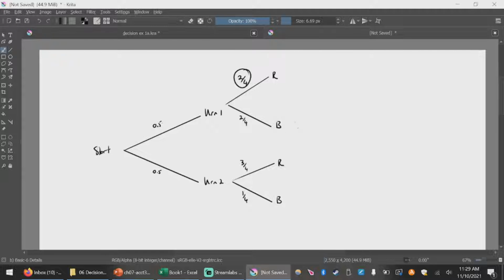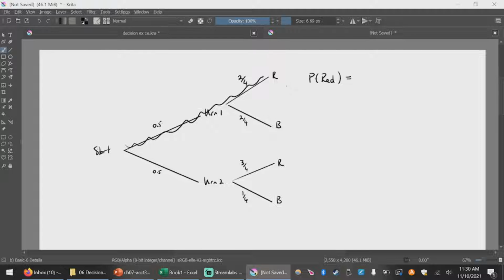A question I could ask is, what is the probability of selecting a red ball? For example, red. All I have to do with this probability tree is identify which paths give, from start to finish, a red outcome. Well, it's this top one. I can get red via urn 1 or by way of urn 2.